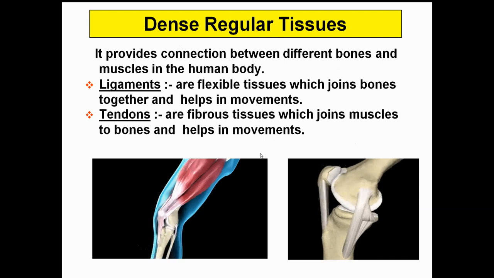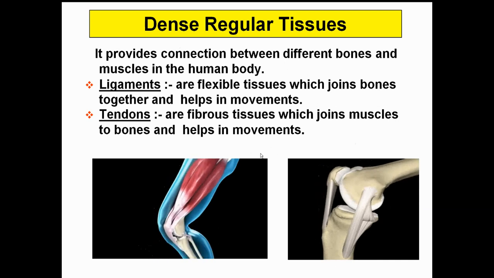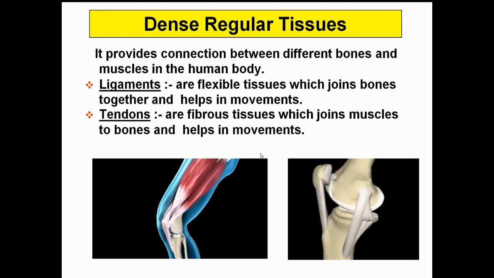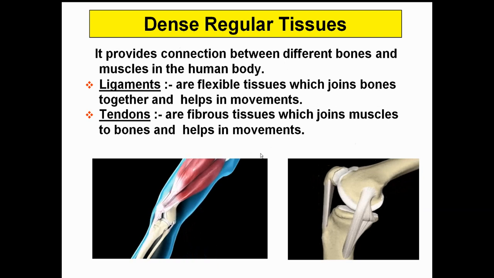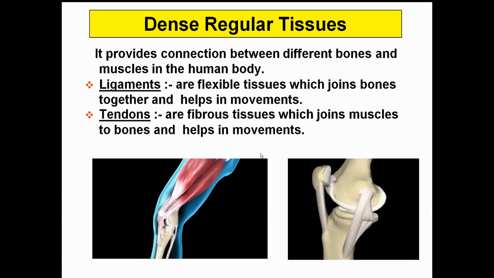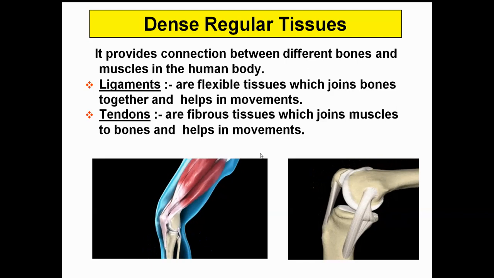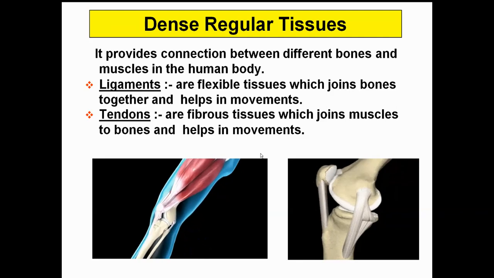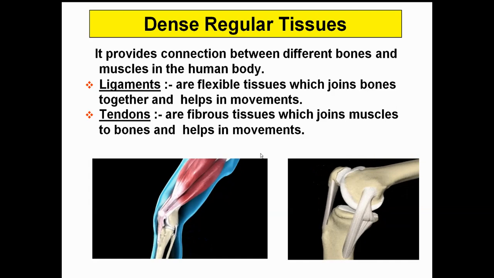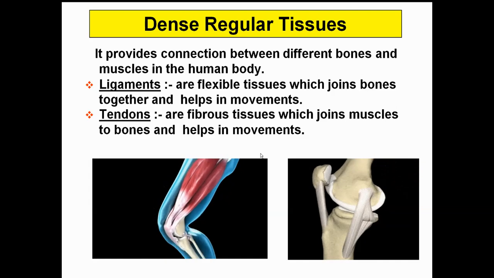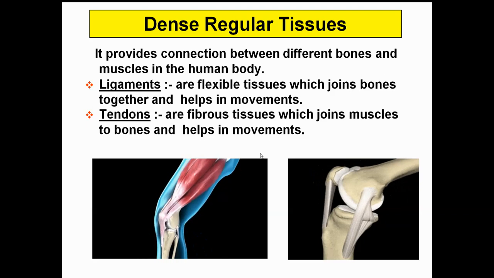Now come to the dense regular tissues. They are of two types, ligaments and tendons. So dense connective tissue connects bones with the muscles. Ligaments join two bones together, which ultimately provides flexibility for movement. And tendons join muscles with the bones.